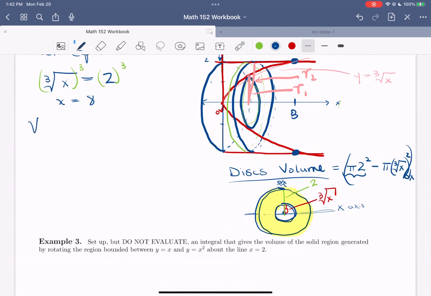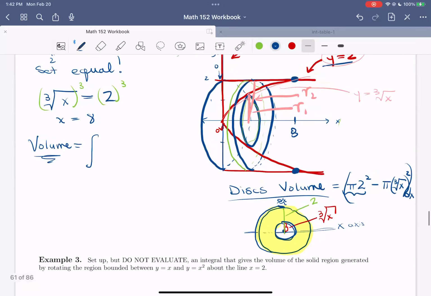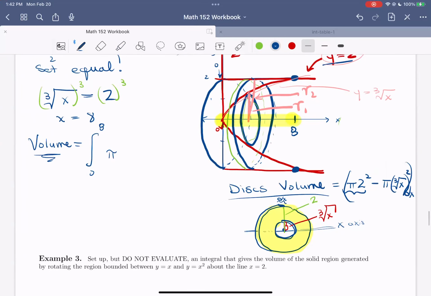So now we need to compute the entire volume. So to do that, again, we're going to use an integral. We already saw that we're only looking at x starting from 0 and going up to 8. So our bounds here are 0 to 8. And what are we adding up? Well, we're going to add up the volumes of each of these disks. So pi 2 squared minus pi cube root of x squared dx.